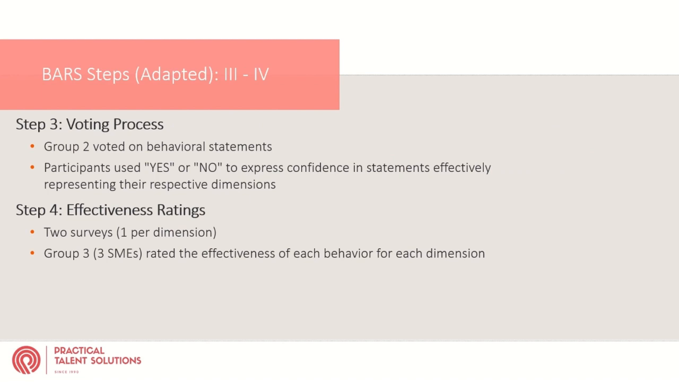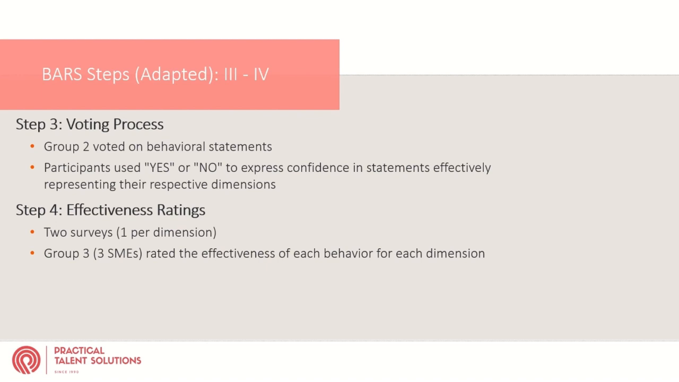So step 3 was the voting process. This is where Group 2 voted on behavioral statements. Group 2 was asked to report yes or no to express confidence in statements effectively representing their respective dimensions. Statements were included if the 2/3 majority vote was met.